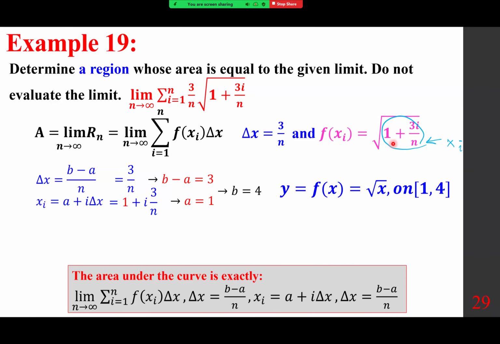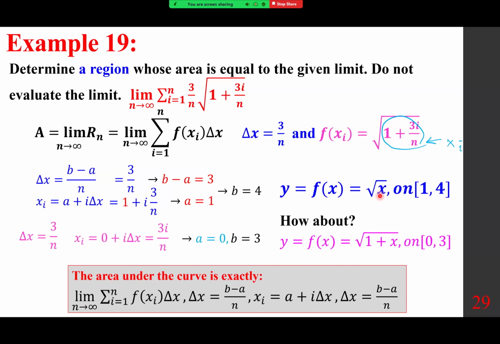However, it's important to know sometimes this is not unique. For example, when delta x is 3 over n, if you say x sub i is 0 plus i delta x, which is 3i over n, that makes a 0 and b 3. And how could that be? We have a 1 here. Then the function must be square root of 1 plus x. If you go this way, instead of square root of x, you have square root of 1 plus x, and instead of 1 to 4, we're going to have 0 to 3. Take a look, and you can expand it to make sure it works. This one works also. So this thing may not be unique. That's the difference between the two.